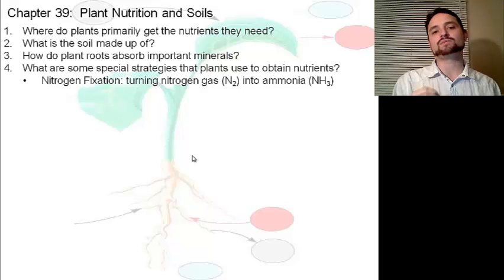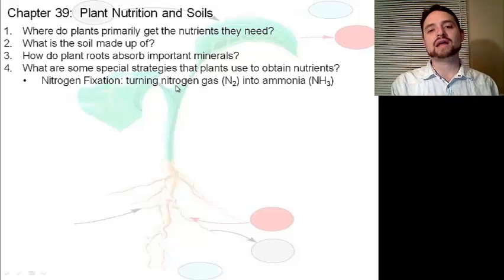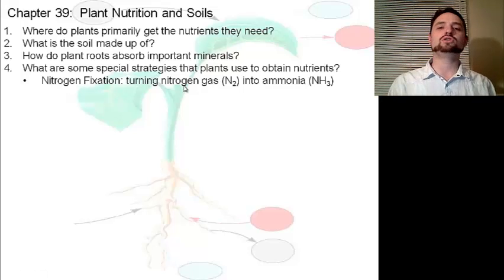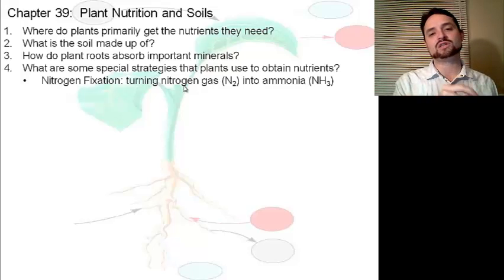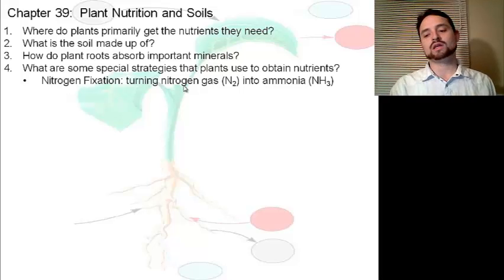So we know that this process needs to take place. Nitrogen fixation is turning nitrogen gas into ammonia, NH3. N2 is a triple bonded nitrogen, and your body can't do anything with it. The plant can't do anything with it. It's a molecule that is abundant in the atmosphere, but we don't know what to do with it. So you have to have something that's able to fix that nitrogen into ammonia, NH3.